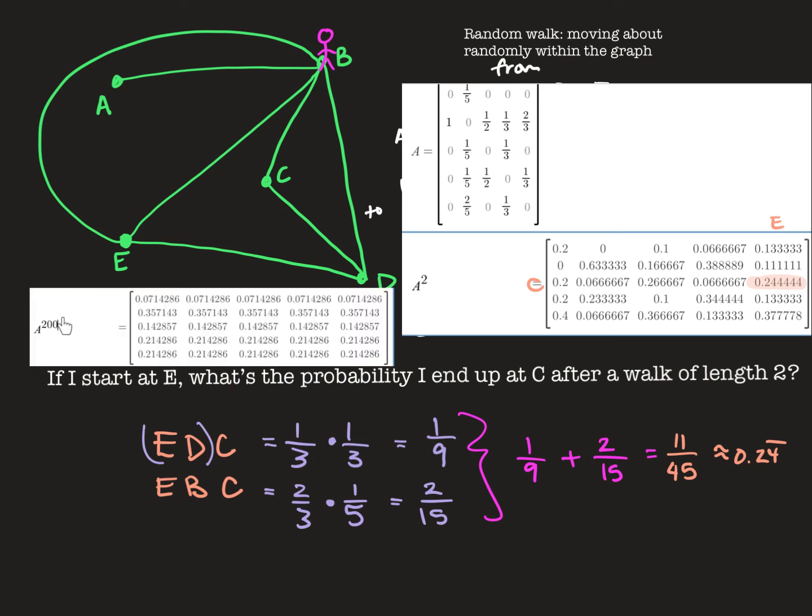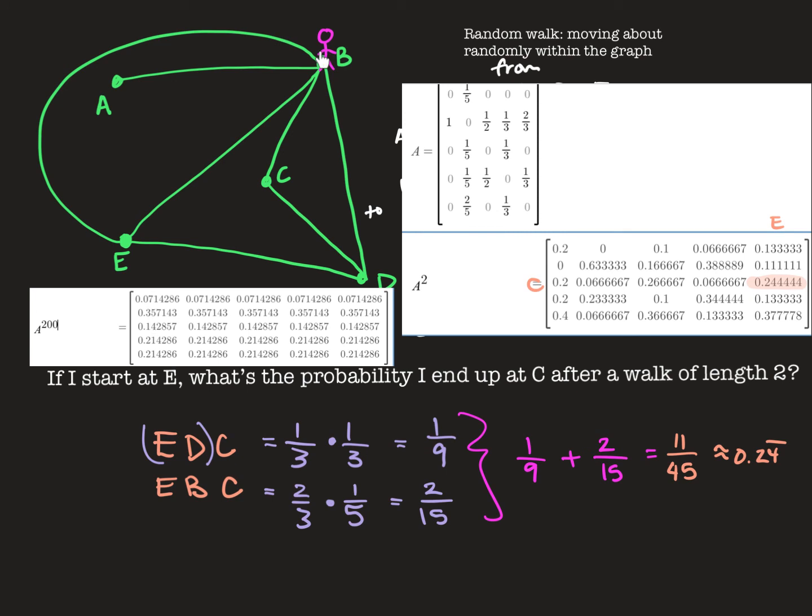And then obviously as you raise this to higher and higher and higher powers, like for example, A to the 200, notice that all of the columns all the way across, I'm getting the same number for all of these. What this is telling me is basically like I have been wandering just randomly in this thing for so long, right? I've walked across 200 edges at this point. What this is basically telling me is that in the long run, 7% of the time, 0.07, I'm going to end up spending my time at A.